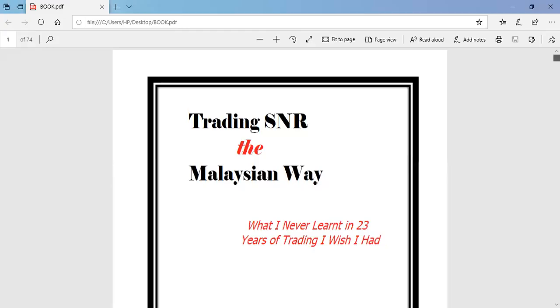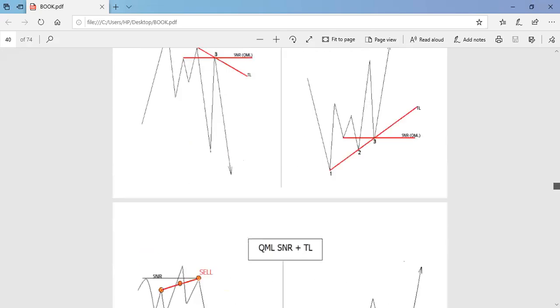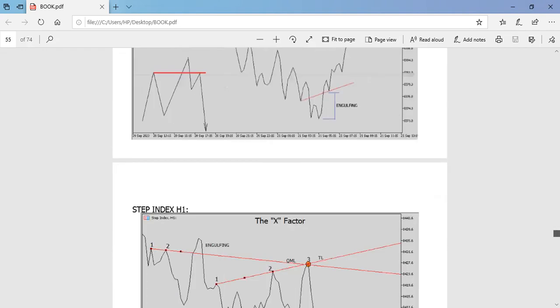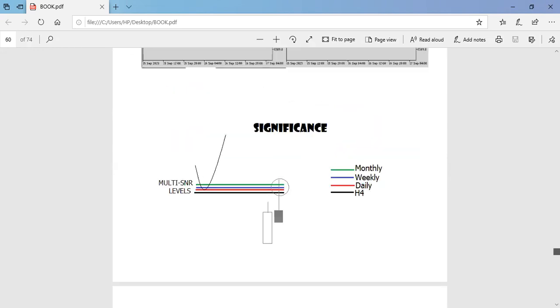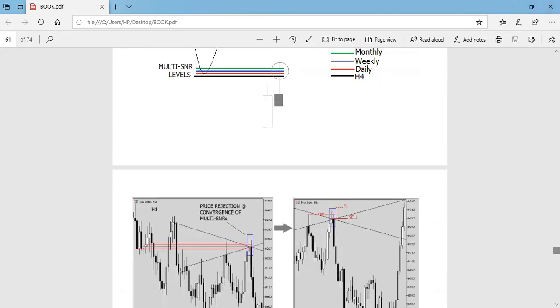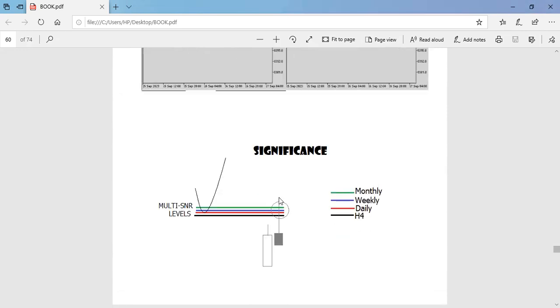This is the manual. If we go to the storyline, note this. I laid much emphasis on this significant point: when you get multi-time frame SNRs, or multiple levels at the same place, congestion at the same place, that gives you a strong indication that price will react at that level. We're going to show you that. That's part of why that happened.